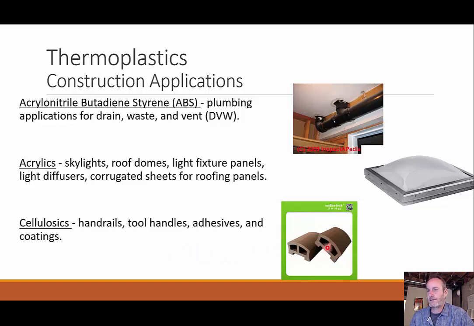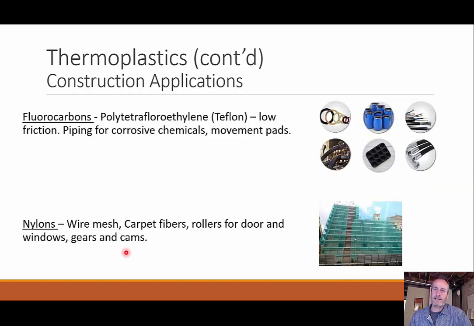So if you've seen the exterior handrails that are made out of plastic, there's good odds it might be made out of cellulosics. Continuing on with the thermoplastics, we have fluorocarbons, in particular polytetrafluoroethylene, which you might know as Teflon. The main characteristic of Teflon is that it's very low friction, right? So you would use it for some piping, if you needed materials to slide through the piping, like corrosive chemicals. Movement pads where you need low friction to move heavy furniture or something.